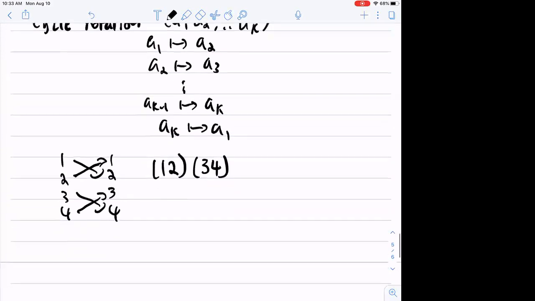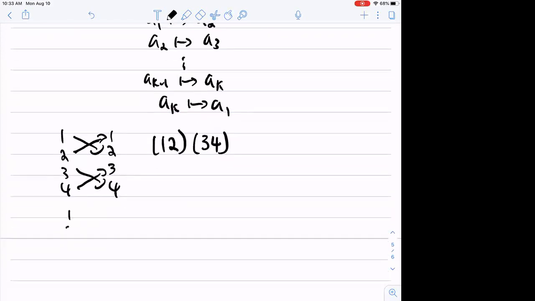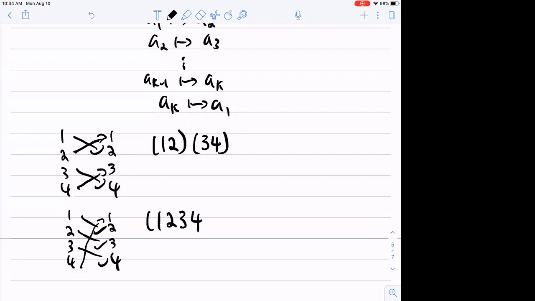And then really quickly, let's do 1 to 2, 2 to 3, 3 to 4, 4 to 1. Again, you start off with 1. You could start off with 2 if you like, but I'm just going to start off with 1. So 1 goes to 2. And then where does 2 go? 2 goes to 3. Where does 3 go? 3 goes to 4. And where does 4 go? 4 goes to 1. So you close it.